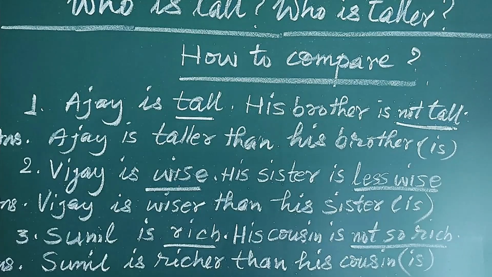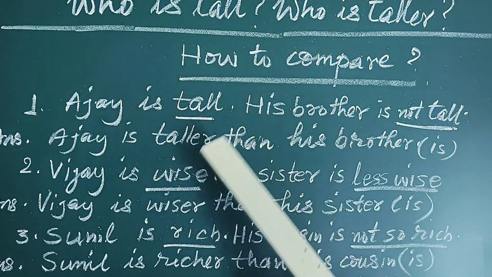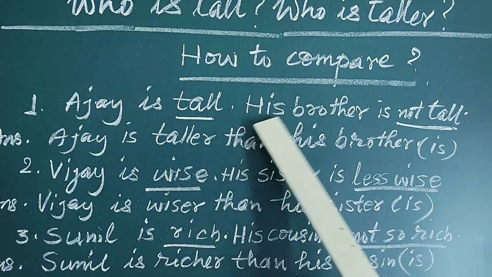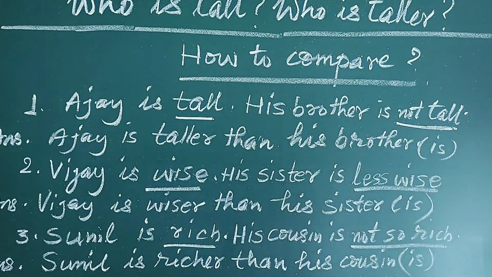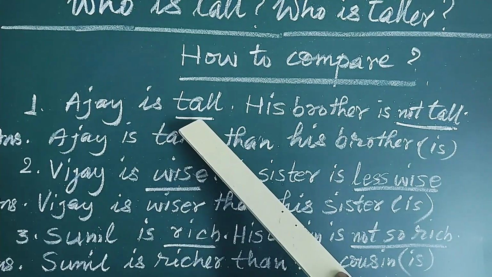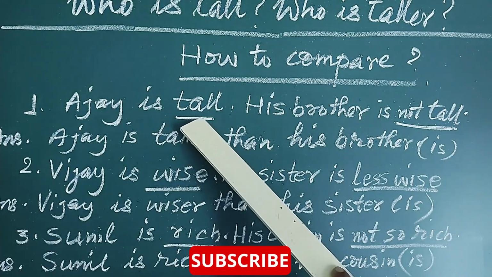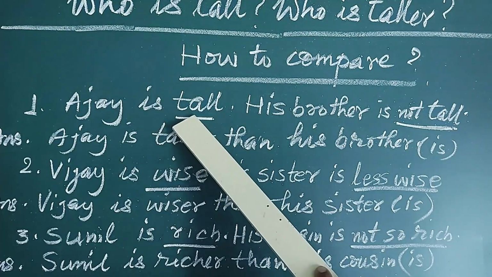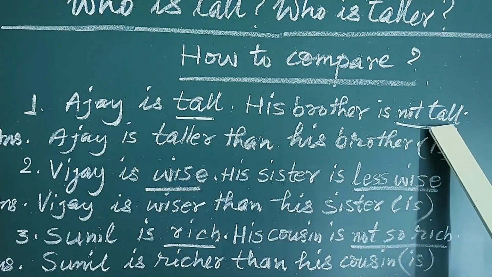Friends, now let us come to the point of comparing one person to another person, or one thing to another thing. Let us first see an example. Ajay is tall, his brother is not tall. Here a positive degree adjective, tall, is given, and the same adjective is given again, but we have to see the difference between tall and not tall.